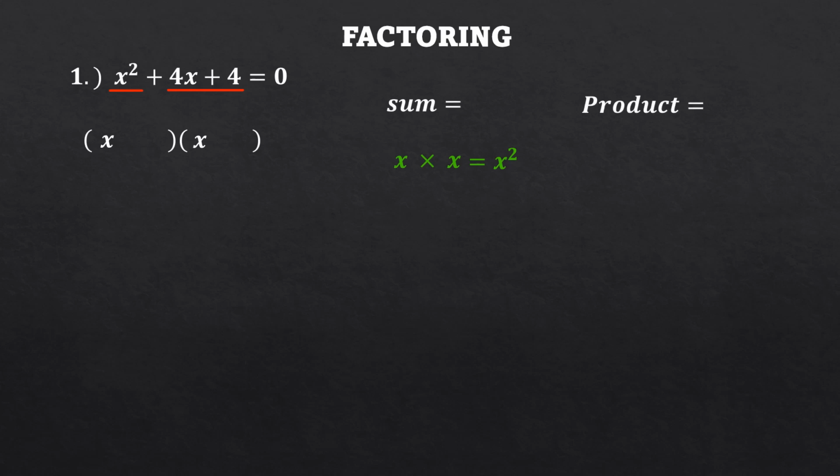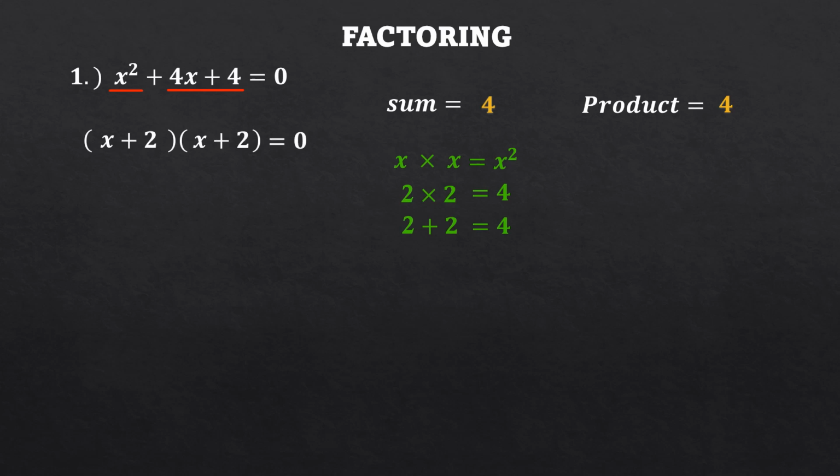The numerical coefficient of the second term, which is 4, represents the sum of the two numbers, and the numerical coefficient of the third term, which is 4, represents the product of the two numbers. Here is what we do. Think of two numbers whose product is 4 and whose sum is 4. Let us try positive 2 and positive 2. Let us check. When we multiply, 2 times 2 is equal to 4. And when we add, 2 plus 2 is equal to 4. Then, positive 2 and positive 2 satisfy the sum and product of the two numbers. So, the missing numbers are positive 2 and positive 2.